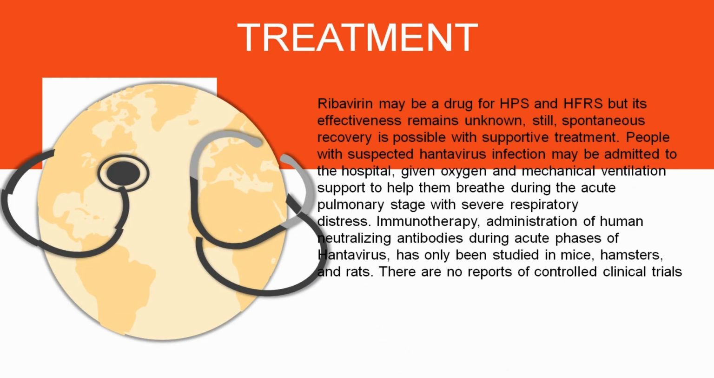Treatment. Ribavirin may be a drug for HPS and HFRS, but its effectiveness remains unknown. Still, spontaneous recovery is possible with supportive treatment. People with suspected hantavirus infection may be admitted to the hospital, given oxygen and mechanical ventilation support to help them breathe during the acute pulmonary stage with severe respiratory distress.